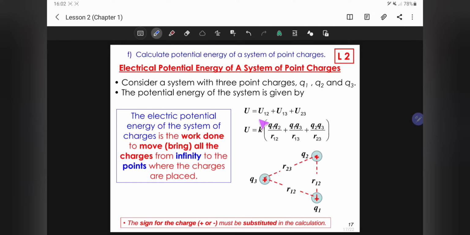Okay, so again, in calculating the electrical potential energy, we need to use the sign of the charge given, either positive or negative. Again, because they are scalars, we don't have any direction. What do we have? Just magnitude. So we need to know whether the value is large or small. Based on this calculation, you may know from the value of U, which is positive or negative.